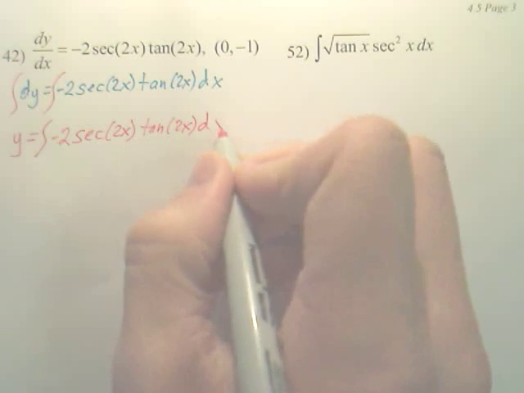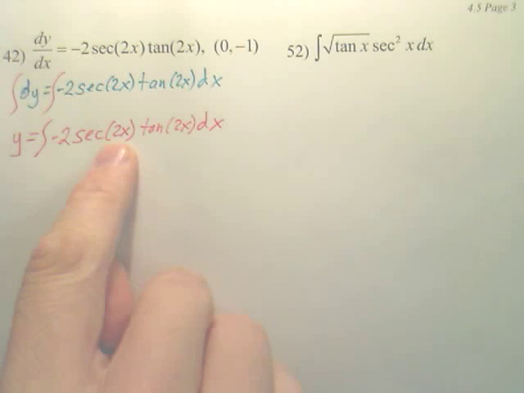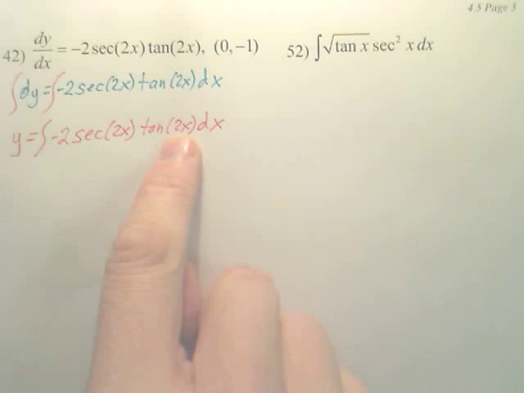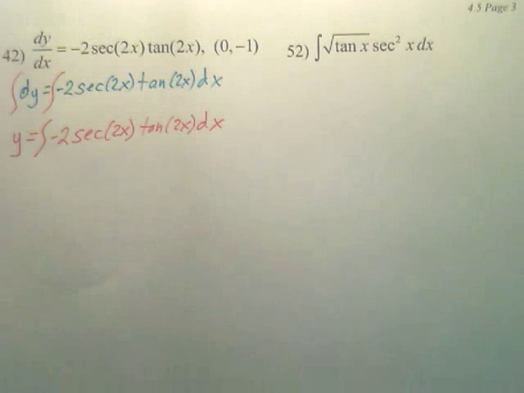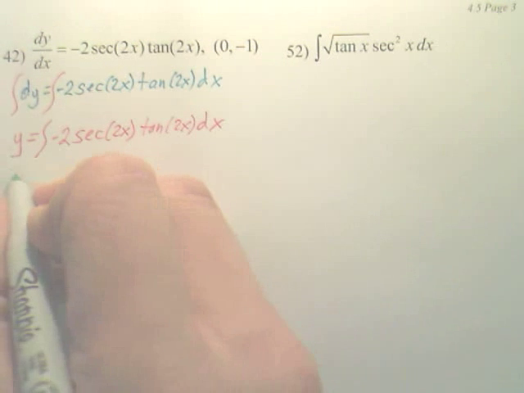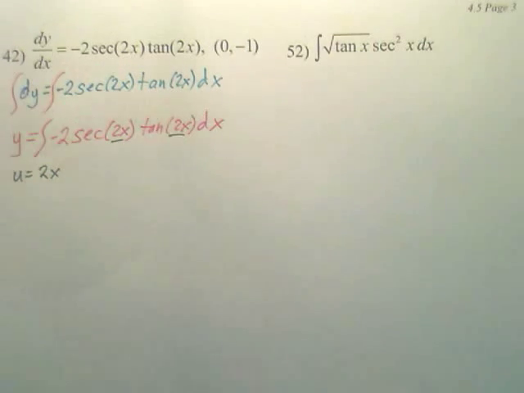Now, we cannot integrate this quite yet. Secant x tangent x can be integrated, but this is not secant x tangent x, this is secant 2x. So we need to get rid of that 2x. And the way we do that is we simply make u the inside, 2x. So that's going to be u.